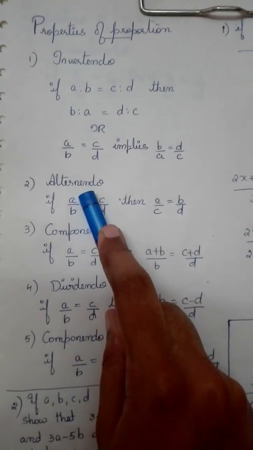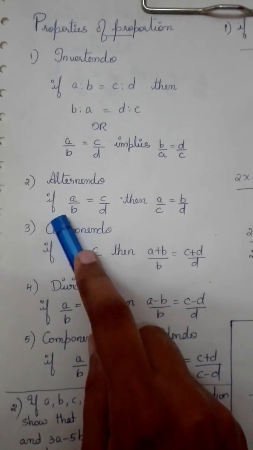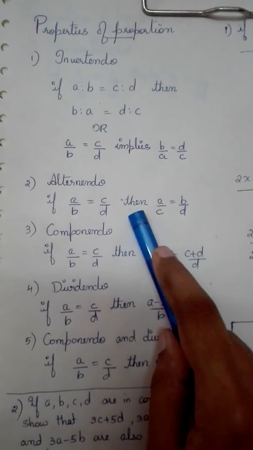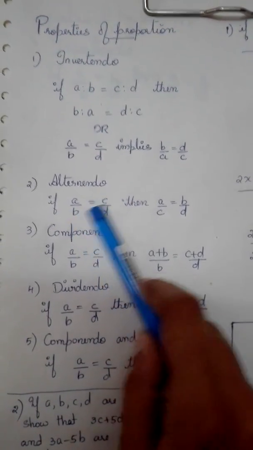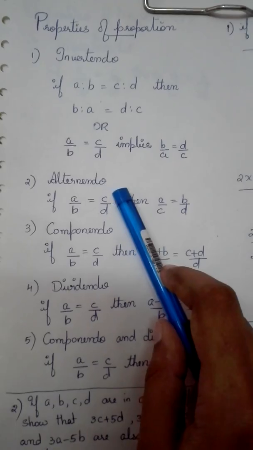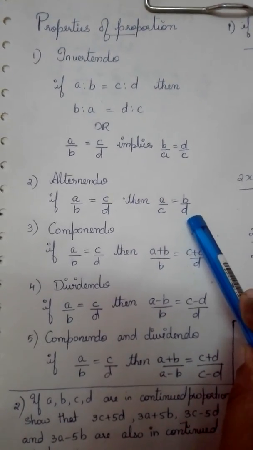Next comes alternando. Alternando says if A by B equal to C by D, then A by C is equal to B by D. You just cross multiply B and C. A by C is equal to B by D.